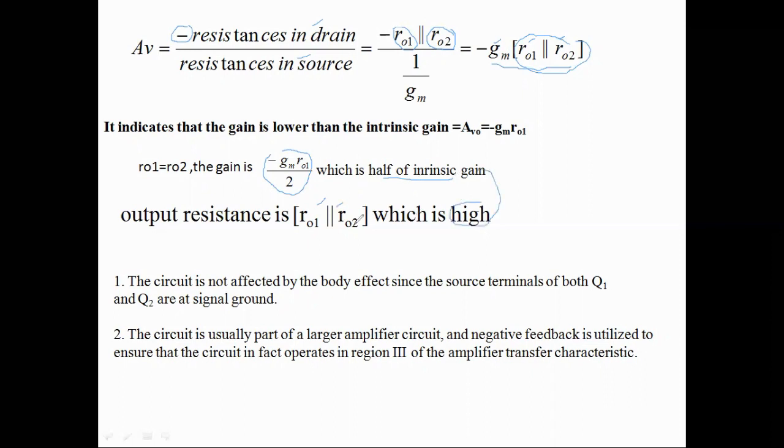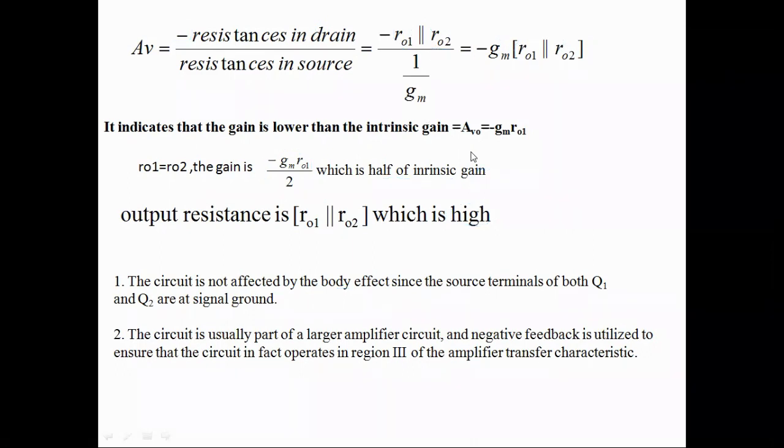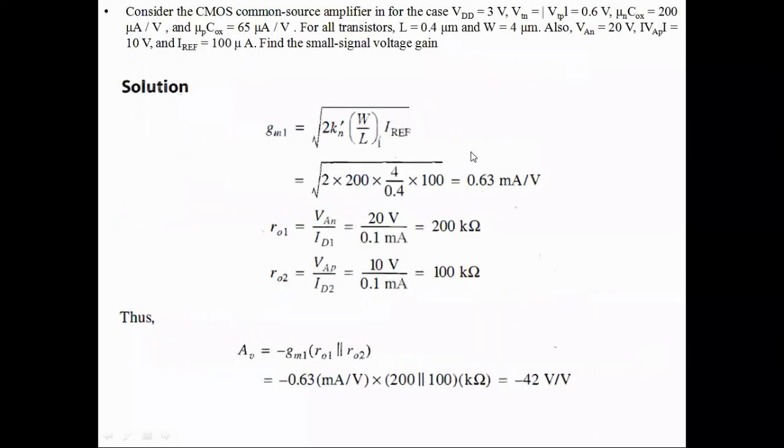Here we don't consider the body effect because the body of Q2 is connected to VDD and the body of Q1 is connected to ground, so both source and body are at the same potential, signal ground. So there is no issue with the body effect, and we don't consider it here. Let me move to the problem related to this.